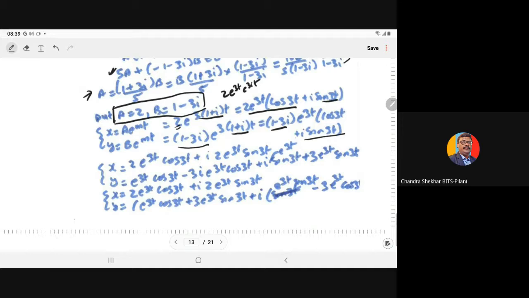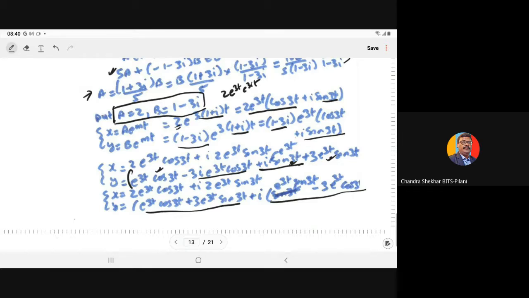So here you will get x is equal to 2 e to power 3t cos 3t plus iota 2 e to power 3t sin 3t, and y is equal to this is the real part, and these are the complex part. So when we separate, here we have the real part and here we have the complex part.